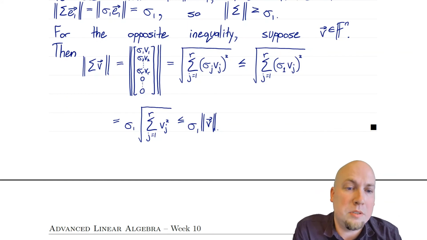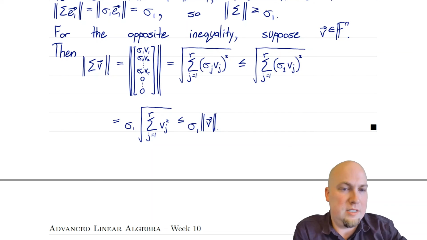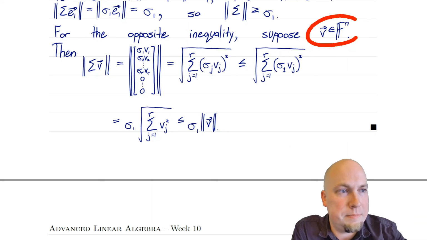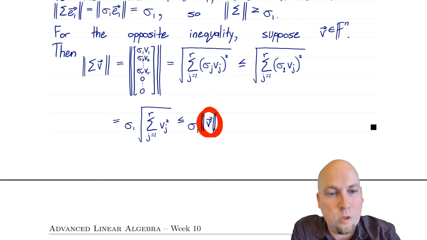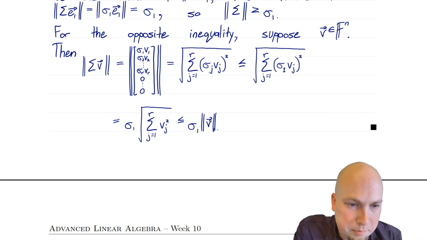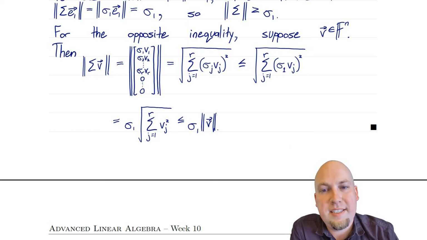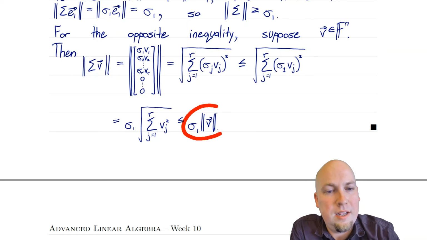Actually, it's less than or equal to the norm or length of the vector v, because it's only the sum of the squares of the first r entries in that vector, whereas v itself lives in n-dimensional space, right? So this norm here has a sum up to n, which is going to be, in general, some bigger number.